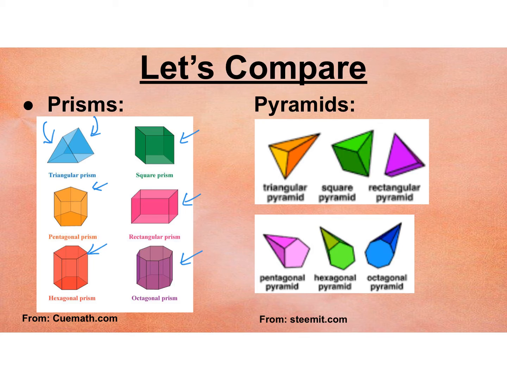Then when we look at pyramids, we said they only have one base, and we name the pyramids by the shape of their base. So this is the base, and it's a triangle. So we have a triangular pyramid. We have a square pyramid. We have, it's a little hard to see, but there's the rectangle on the bottom. That's a rectangular pyramid, pentagonal pyramid, hexagonal, and octagonal pyramid. And then the pyramids all have faces that are triangles.